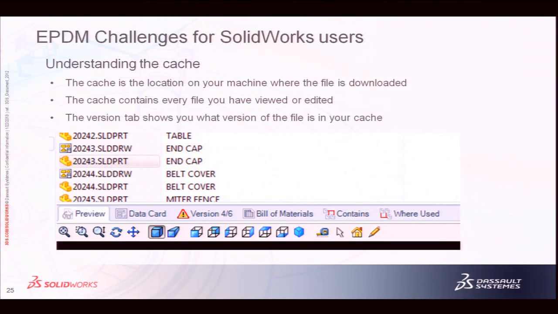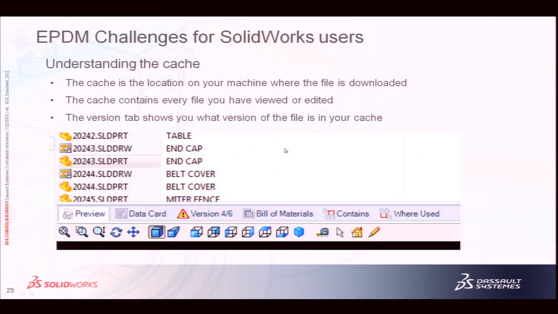So understanding the cache. So we talked about this a little bit. The cache is where the file is downloaded. And if you do have an out-of-date file in your cache, you're going to look at that version tab. That version tab is going to show a warning sign there. If you do not have the file local at all, you're going to see a red circle with an X. That just means the file's not local. So when you click on it to view, it'll just by default get the latest. But in our case here, if we already have the file local, it assumes that's what you want until you actually send the command, get the latest version.